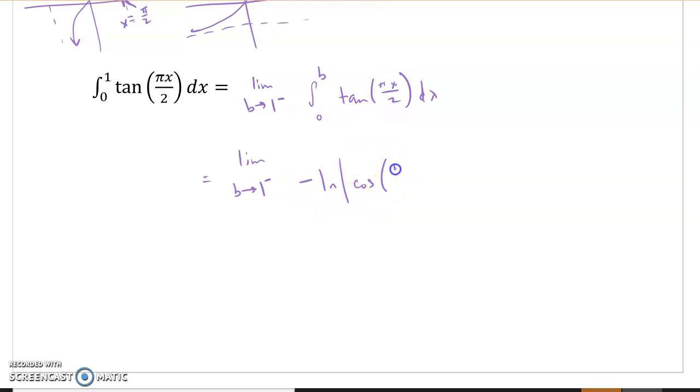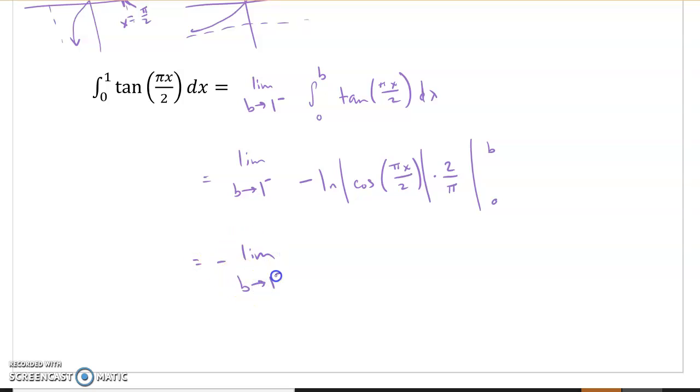I forget, does the argument ever change? What a silly question. Of course it doesn't, but don't forget to unchain rule this. The derivative of pi x over 2 is pi over 2. So we have to divide by pi over 2, which is multiplying by 2 over pi. Cool. So that's a little bit of u substitution in our head. And we can go ahead and evaluate that at b and at 0. I'll factor out the negative because I like to do that.